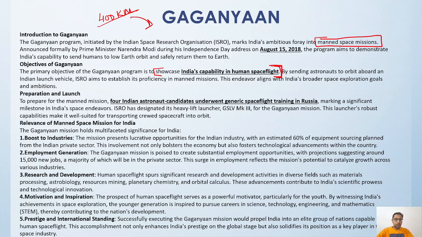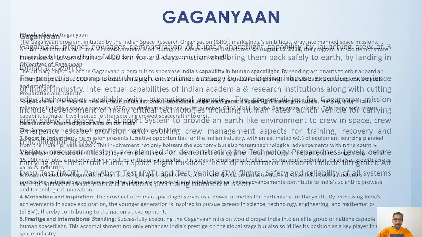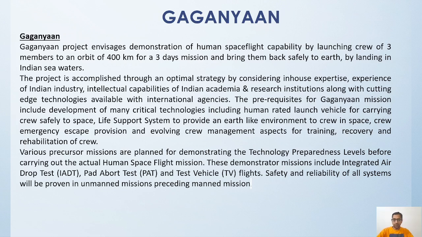Okay, so there are a lot of things involved here. First of all, we should know what exactly they wanted to do. Under the Gaganyaan project, we will be sending a crew of 3 or 4 members to an orbit of 400 kilometers for a 3-day mission. After that, we will be bringing them safely back to the surface of the Earth. We will be dropping them in the seawater.